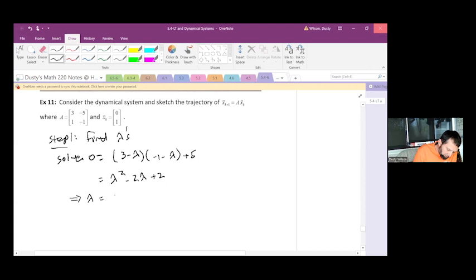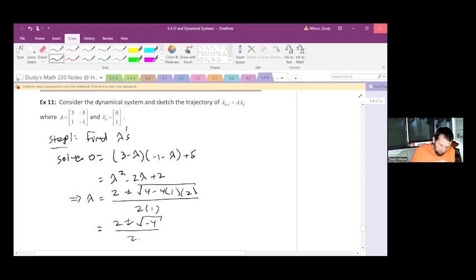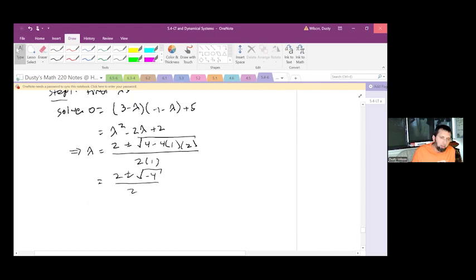So lambda is equal to negative b plus or minus the square root of b squared minus 4ac, all over 2a, which looks like 2 plus or minus the square root of negative 4, over 2. Square root of negative 4 would be 2i. So this would be 2 plus or minus 2i over 2, or 1 plus or minus i.